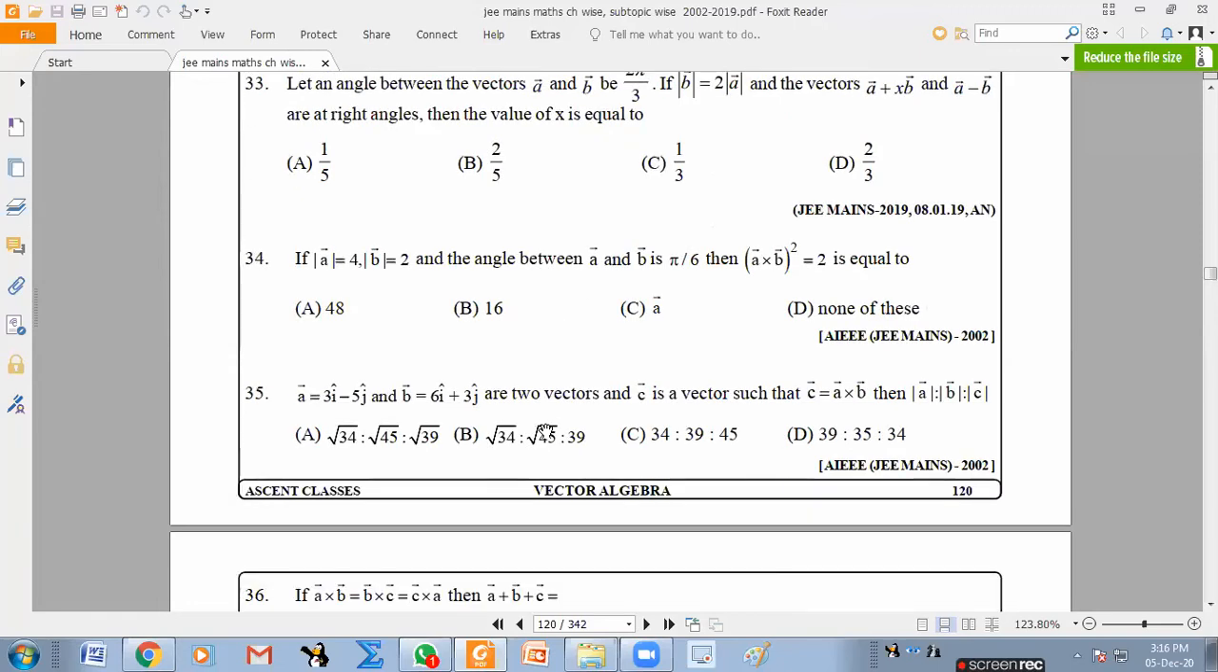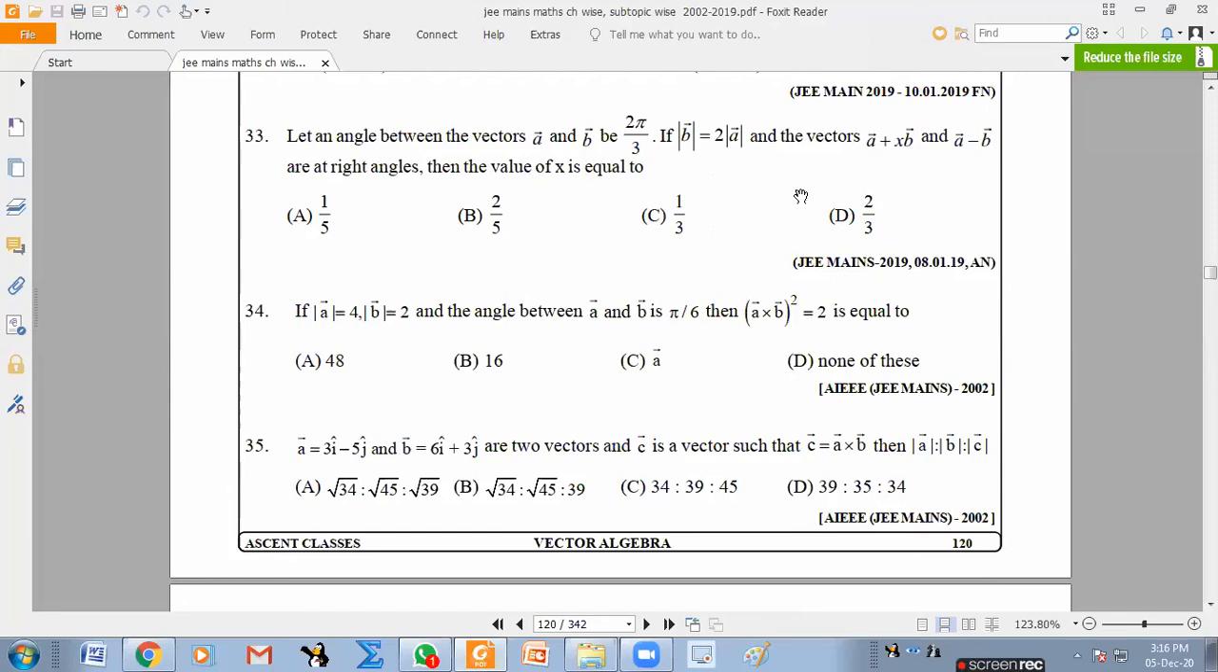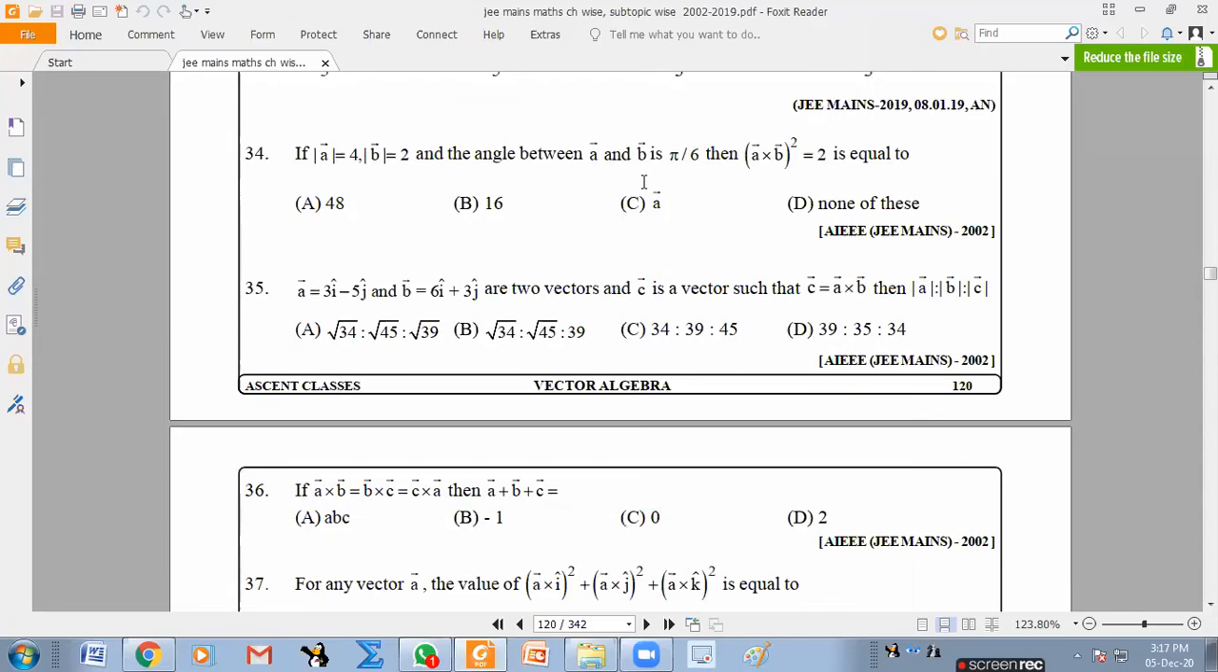Up to 35. Thirty-three is a very easy question or difficult? Just the dot product is 0, and you know the relation. Quite easy, yes.